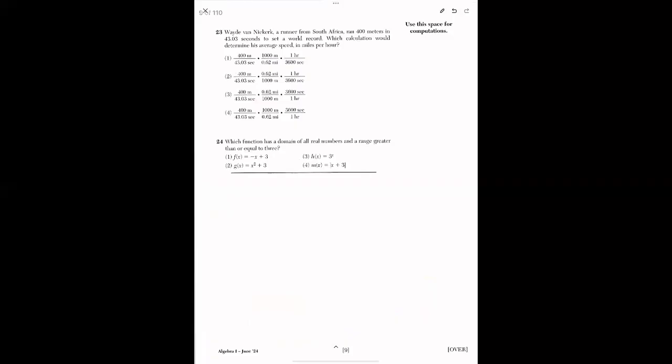Let's go. This one, you just have to know how to convert. Basically, all you're doing on problems like this is you're trying to look for something that cancels. So this cancels, this cancels. That's not the one. You're looking for something that cancels so that you have one unit on top and one unit on the bottom. That's what you're looking for.